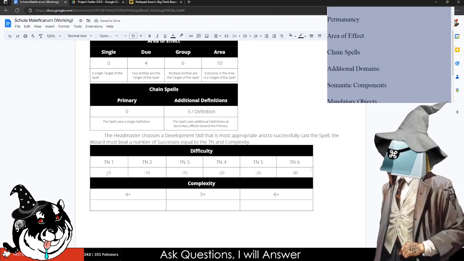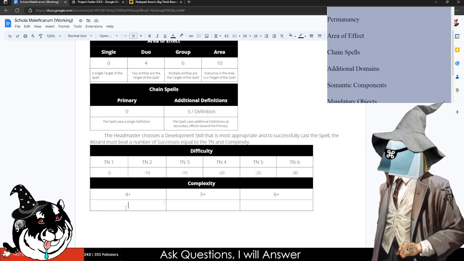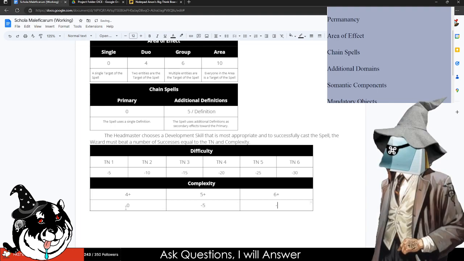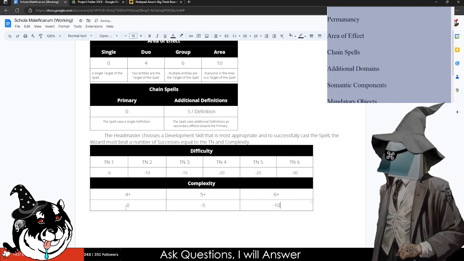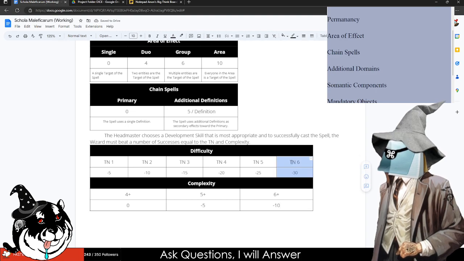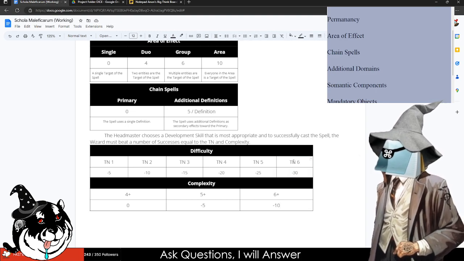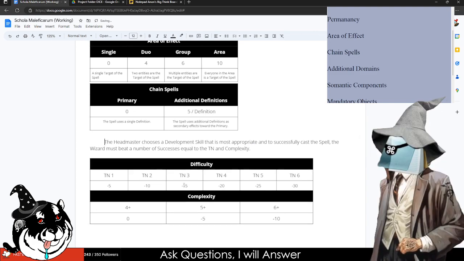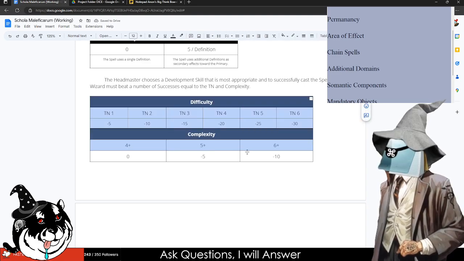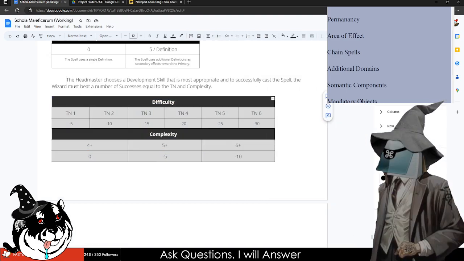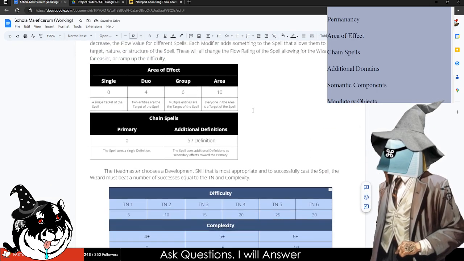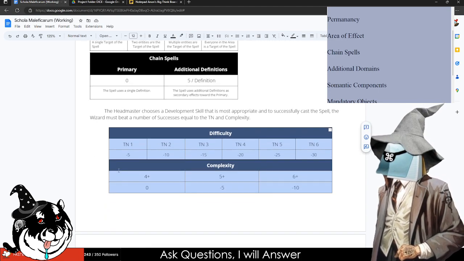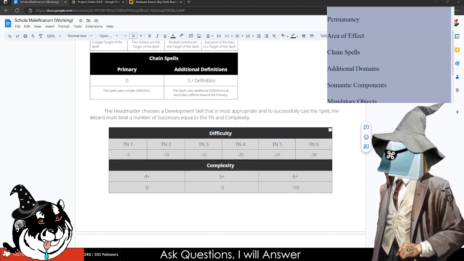Target number 6 is you need to score 6 successes to even attempt such a thing. So this would be 0. This would be 0, 5, and this would be -10. To give you an idea, you need to be pretty much expert level to be doing this. But it's a lot easier for you to cast, but you need to make a difficulty check effectively on it to even attempt such a thing, which is going to be a lot harder for you. Use development skill most appropriate and cast a spell, where it's like, yeah, you don't have to pay any float for this.